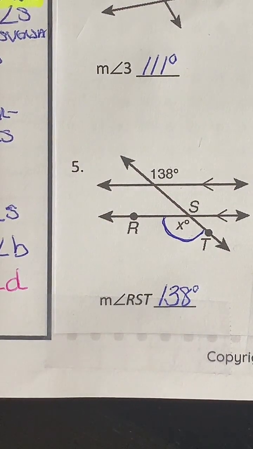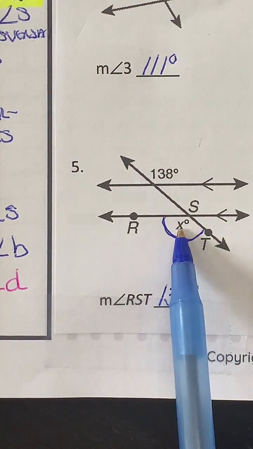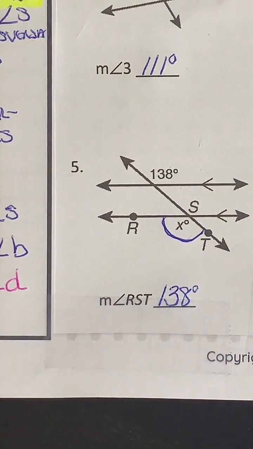All right, so just like everything else in life, I'm seeing a 42. Why am I seeing a 42? Are congruent, yes. And then since we're looking at RST, that's going to give me my 138.